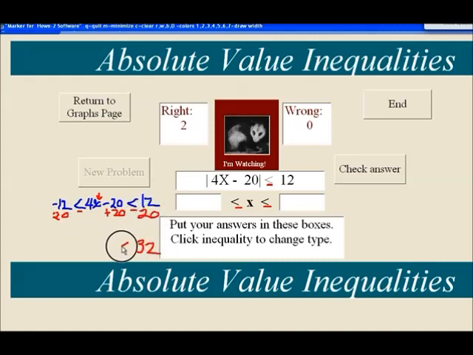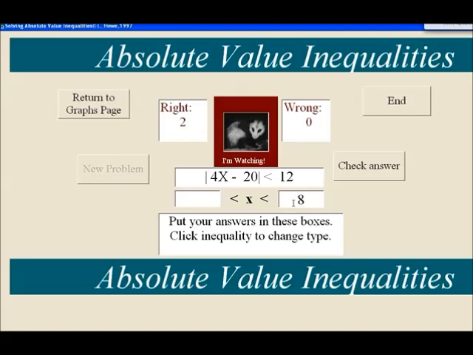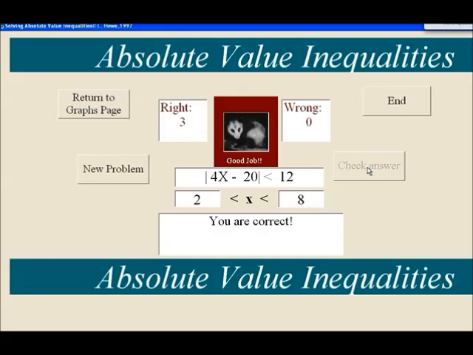It's sandwiched in between 4x, sandwiched in between 8, and now I'm going to divide everybody by 4. We're going to get 2 is less than x, which is less than 8. My answer is going to be sandwiched in between 8 and 2. So I'm going to get this out of the way, put down 8 and 2, and we're going to win.